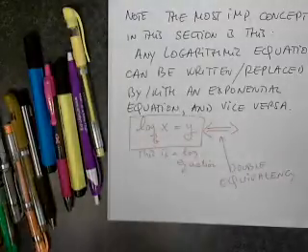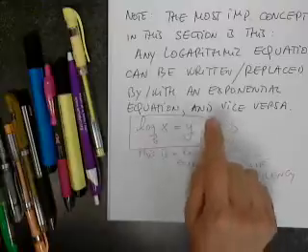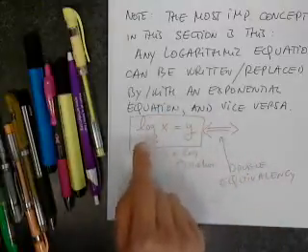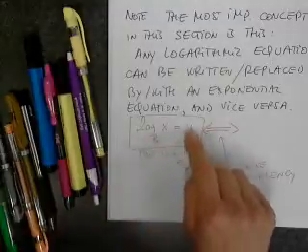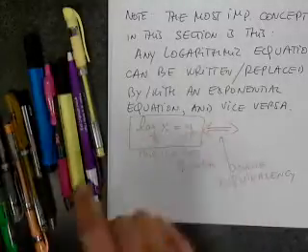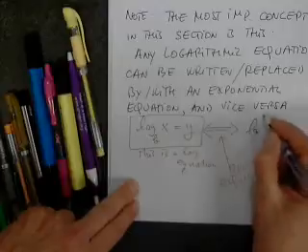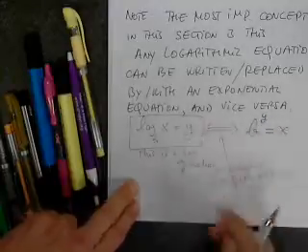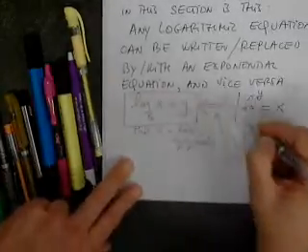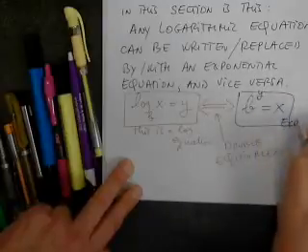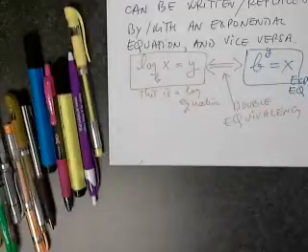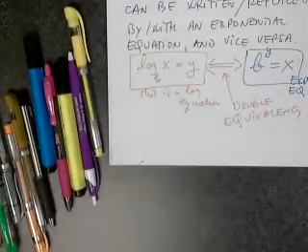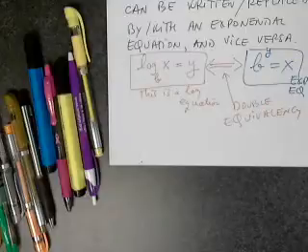So here is the procedure. I start with the base and go counterclockwise. Start with the base, counterclockwise. B raised to y equals x. This is the exponential equation. So I changed a log equation into an exponential equation. And I can go backwards as well.